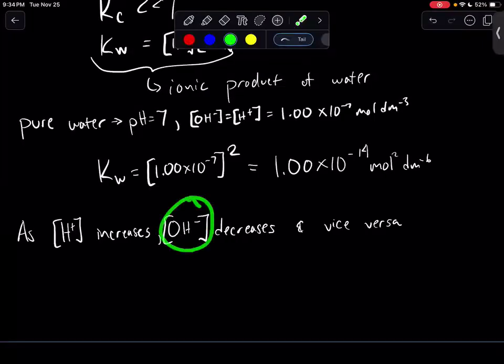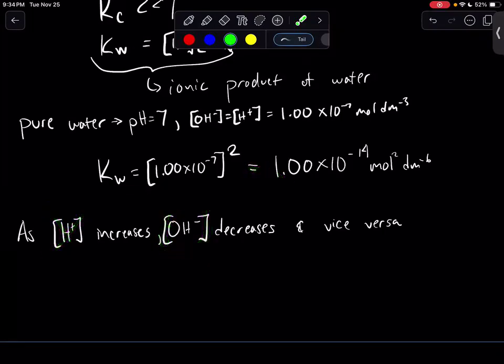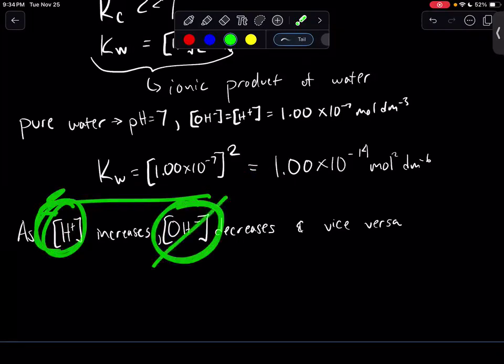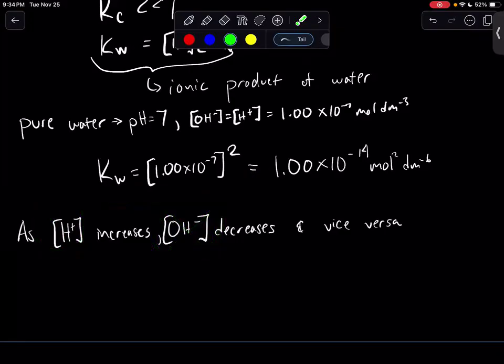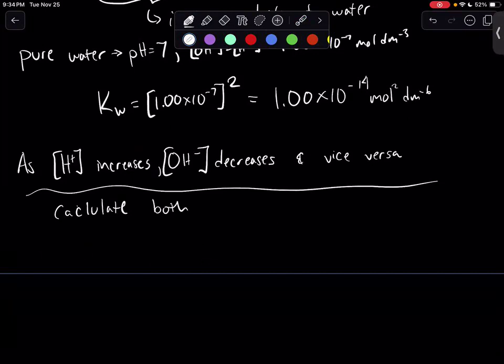If OH is representative of our base, we need to have a lot of it and very little H plus to go to our alkaline side of our pH scale. On our acidic side of our pH scale, we need a lot of H plus and very little OH minus. So this relationship makes mathematical sense as well as just general logical sense with what we know about acids and bases. The last thing we can do is now use our ionic product to calculate both H plus and OH minus concentrations.